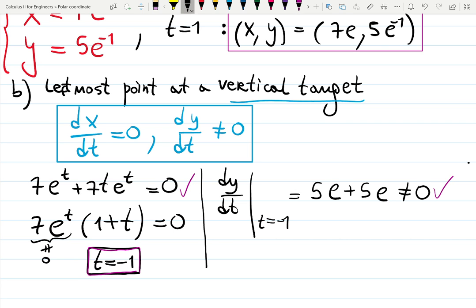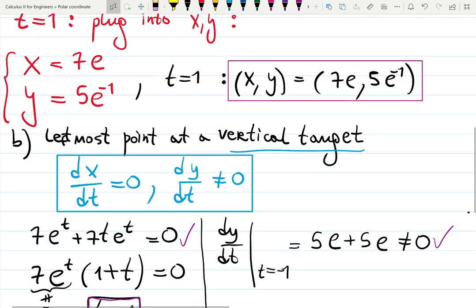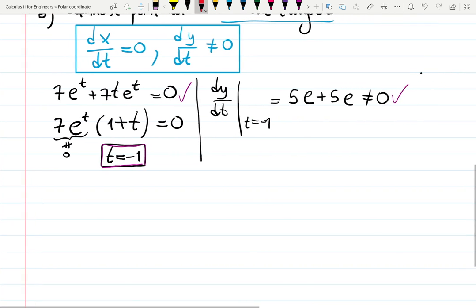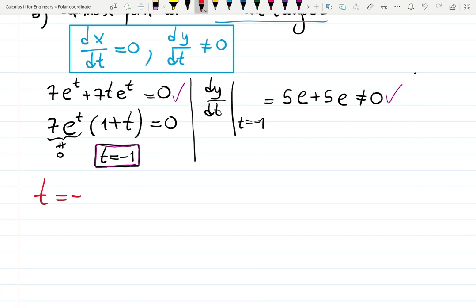And just like we did before, we're going to plug this using red color to be consistent. T equals minus 1 gives me x and y. Plugging x and y. If I plug x, it gives me minus 7e to the minus 1. And then y will be minus 5e, check.